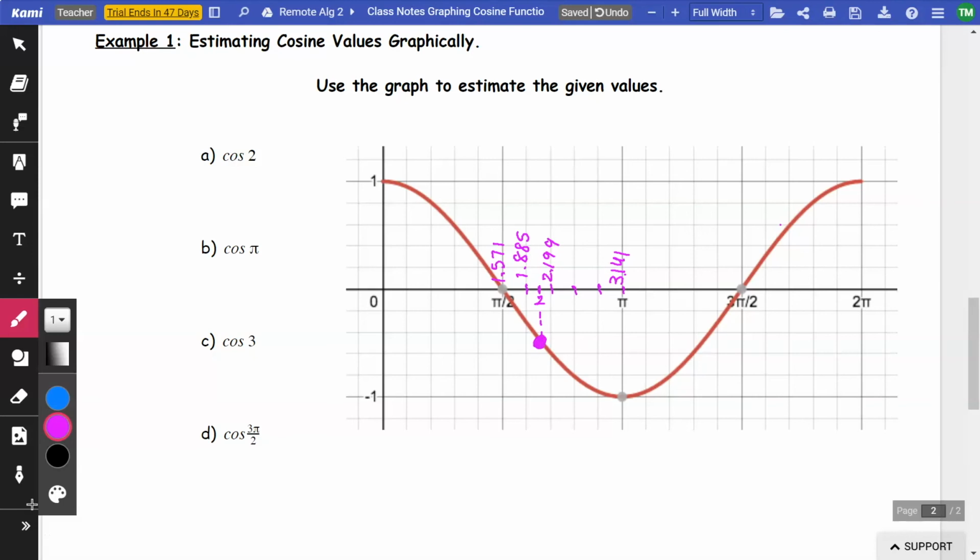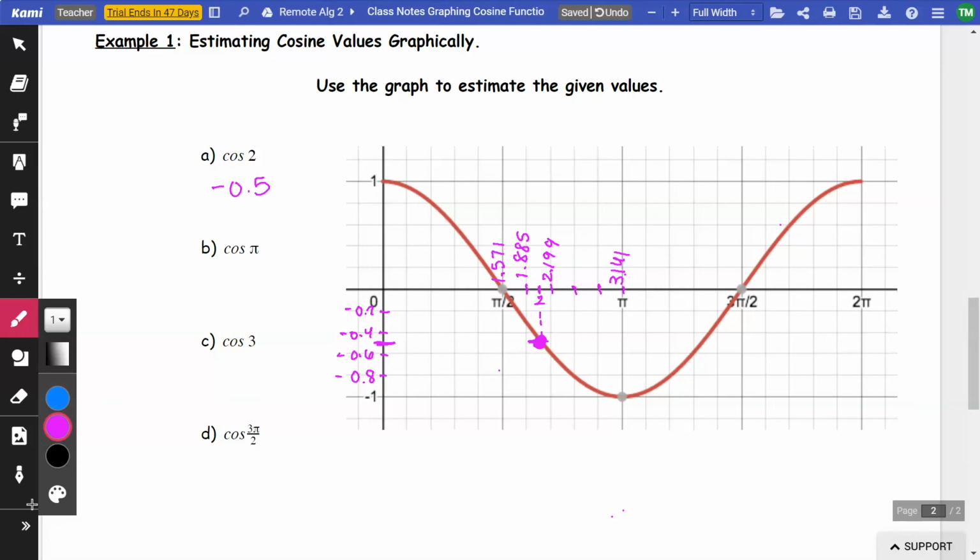it looks like the cosine of 2 is at this point, so we just need to find the y value of that point, which should be about here. And we have 1, 2, 3, 4, 5 steps, so we're counting by 0.2s. So this would be negative 0.2, negative 0.4, negative 0.6, negative 0.8, and negative 1. So it looks like we're about halfway between negative 0.4 and negative 0.6. So I'm just going to estimate that this is at negative 0.5.